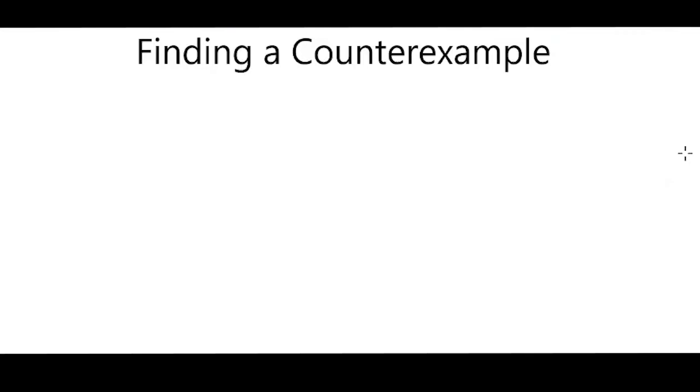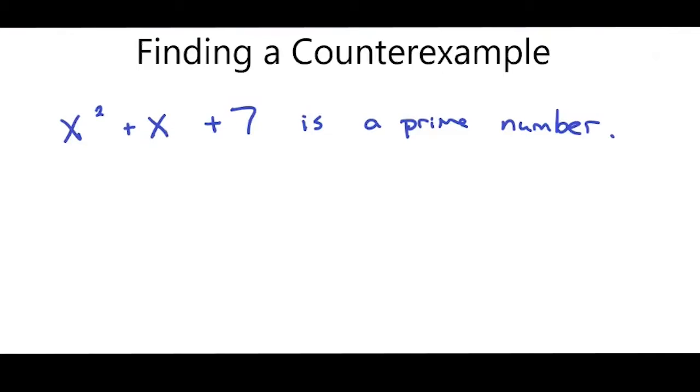So let's talk about this and look at an example that involves math. Let's say that I have this statement here, and I need to find a counterexample that proves it false. I have that x squared plus x plus 7 is a prime number. So what this statement says is no matter what number I plug in for x, the answer will always be a prime number. So this would be a great time to use a calculator.